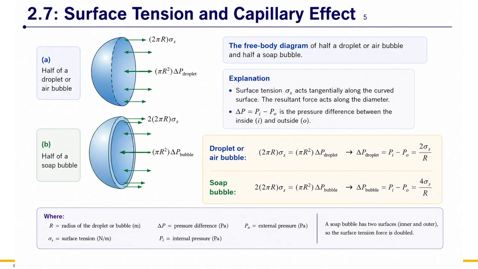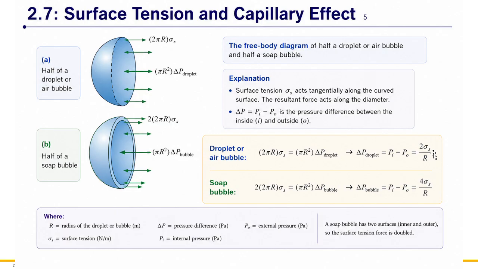Now this shows how surface tension creates pressure differences across curved surfaces. For a droplet or an air bubble, the pressure inside is higher than the pressure outside. For a droplet or an air bubble, delta P is equal to Pi minus Po, which is equal to 2 sigma s by R. Here Pi is the inside pressure, Po is the outside pressure, sigma s is the surface tension, and R is the radius. This tells us that small droplets have larger pressure differences.